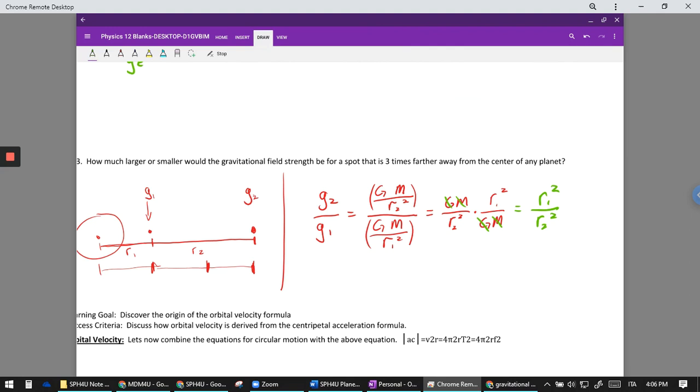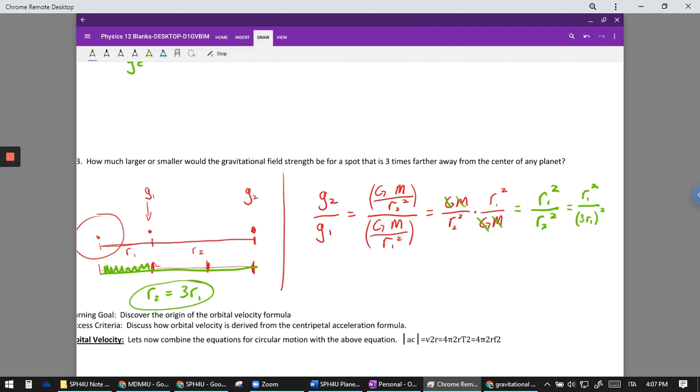But wait a minute, what's the relationship between R1 and R2? Well, it turns out that R2 is equal to 3 times R1. You see that? R2 is this, which is 3 times larger than R1. Look at that. So now that I know this is true, instead of R2 here, I'm going to replace R2 with 3 times R1. So this is R1 squared over R2 squared, which is just 3R1 squared.